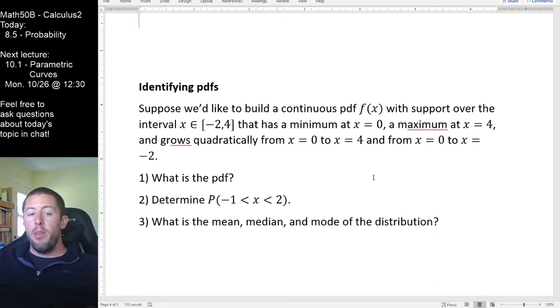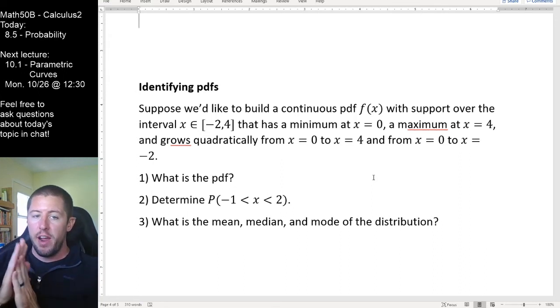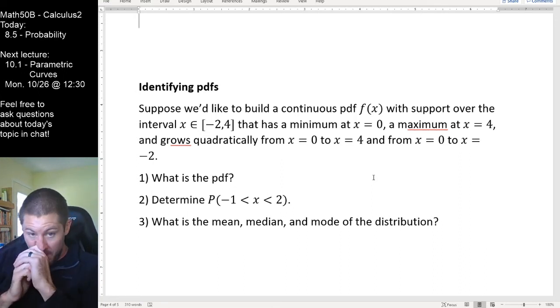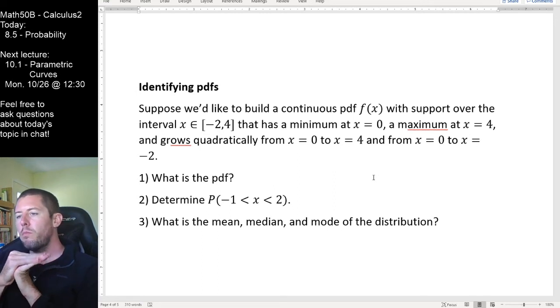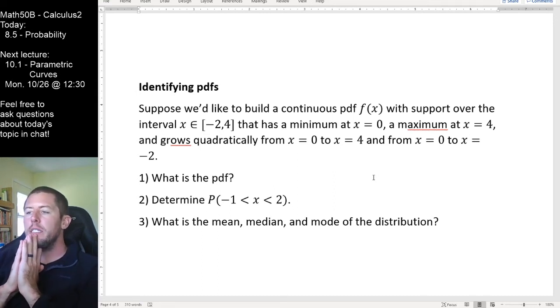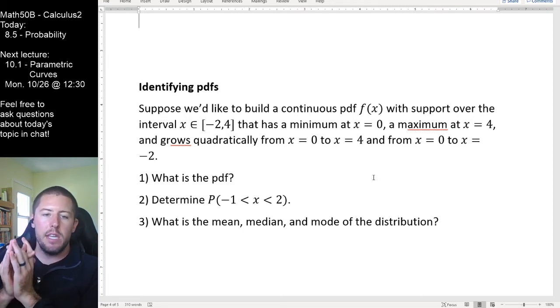So here's my situation. And by the way, what I'm very much trying to do for you right here in this example, and especially the question number one, is trying to help you think about our take-home homework question for this week right here. So I'm trying to allude to that here. Suppose we'd like to build a continuous probability distribution function. We're going to call it f of x. We want it to have support over the interval -2 to 4, meaning the probability is 0 that we will see any outcome outside of -2 to 4.